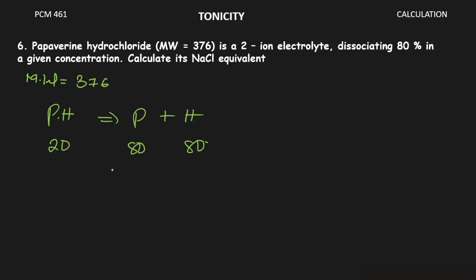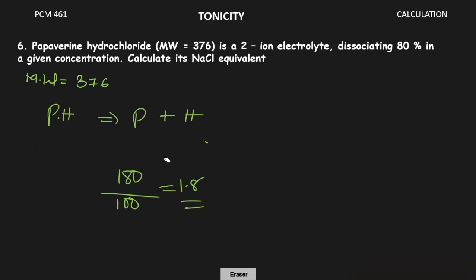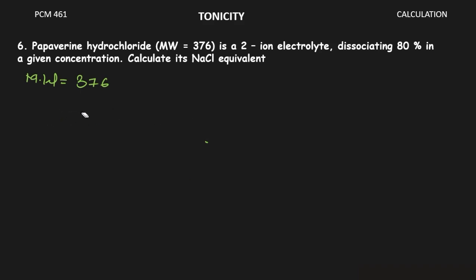If we have 100 in solution before dissociation, then here will be 180, which is equal to 1.8. Is that okay? So that will be 1.8 for the dissociation factor. So we have our i to be 1.8. Calculate the sodium chloride equivalent. I've told you how to calculate the sodium chloride equivalent. What is the molecular weight of sodium chloride? 58.5. So this one is 58.5.